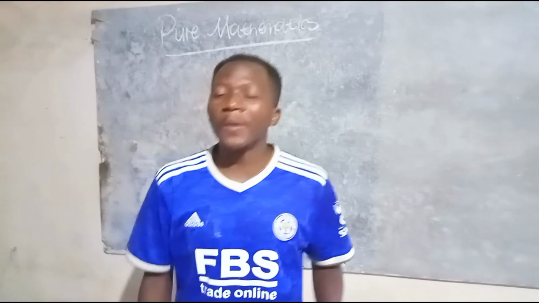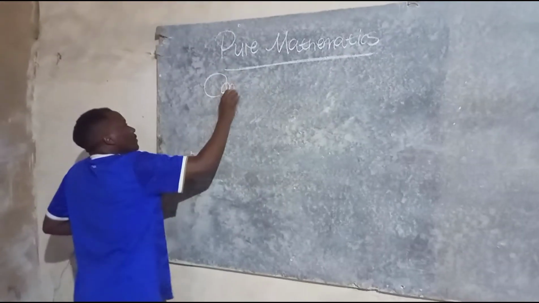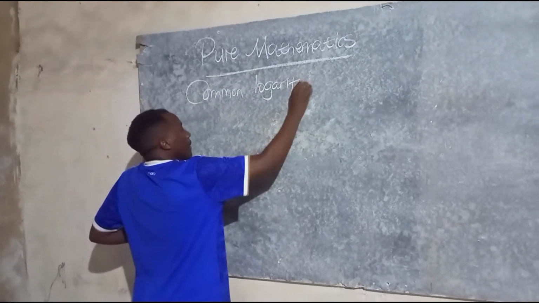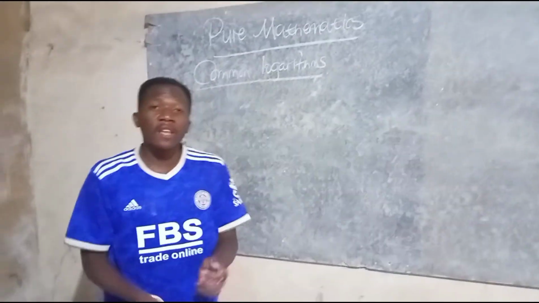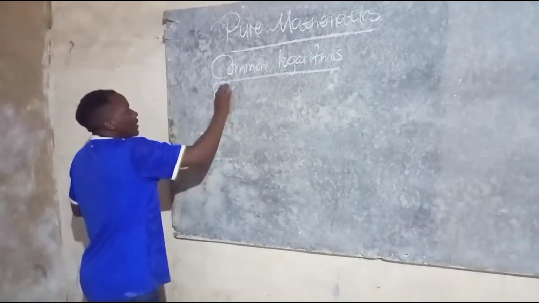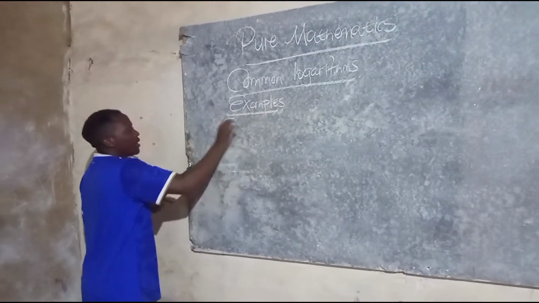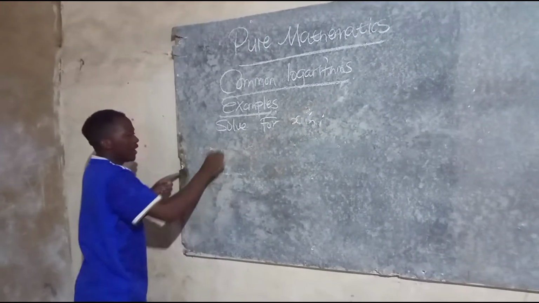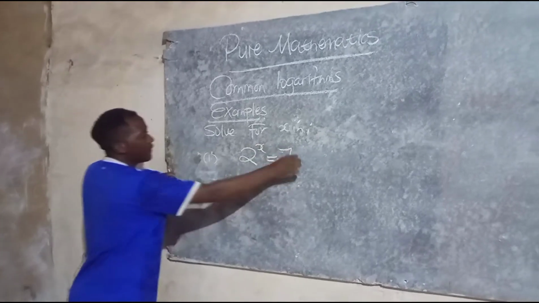Lastly, we can talk about common logarithms. When we talk about common logarithms, we are trying to solve expressions which cannot be solved in the form of exponential functions. So, let's say we have some examples here. Solve for x in, first, 2 to the power x equals 7.